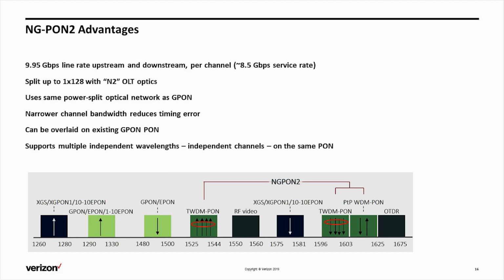And as I noted, it can be overlaid on an existing GPON network. The reason for that, of course, is that while you've got the GPON upstream and downstream wavelengths here, and even XGS-PON upstream and downstream, the NG-PON2 wavelengths are different, and so you can have all of these coexisting on a network. But in particular, for Verizon, you could overlay the NG-PON2 onto the GPON.